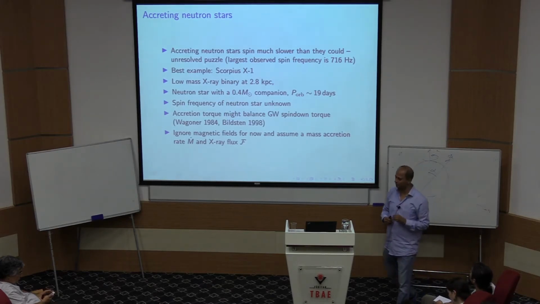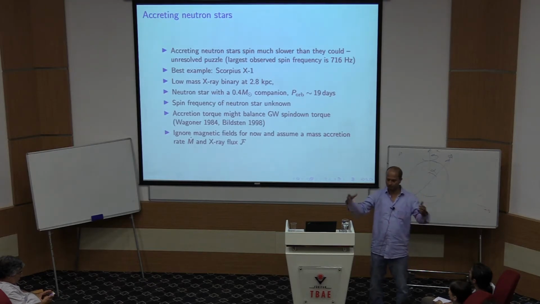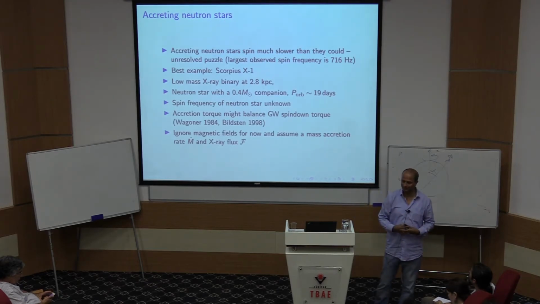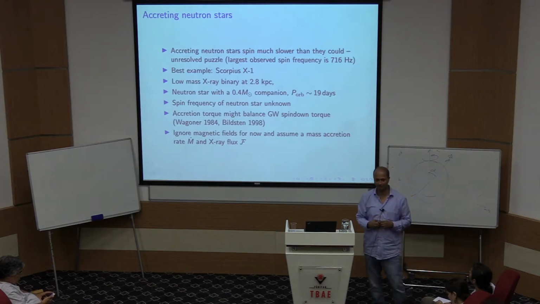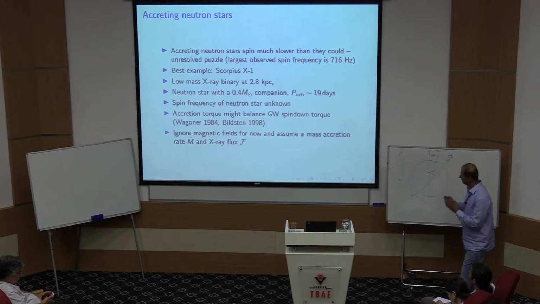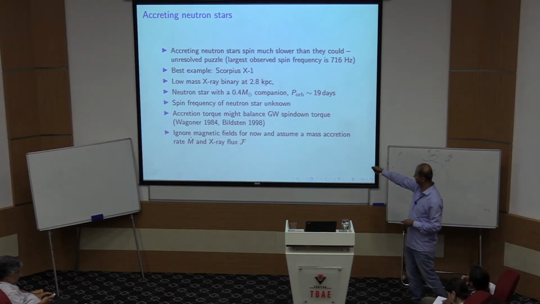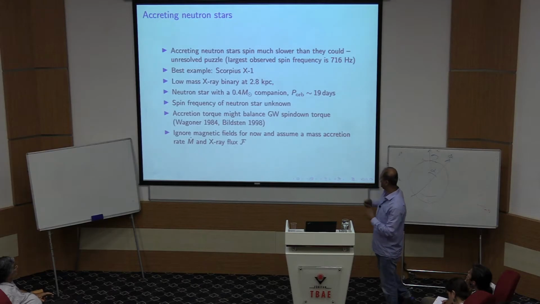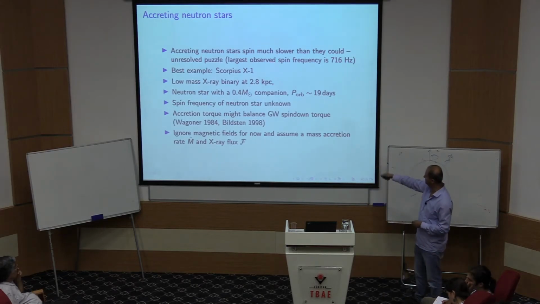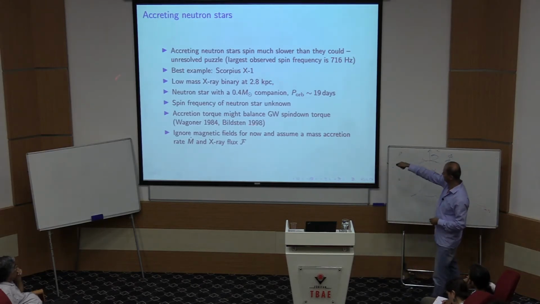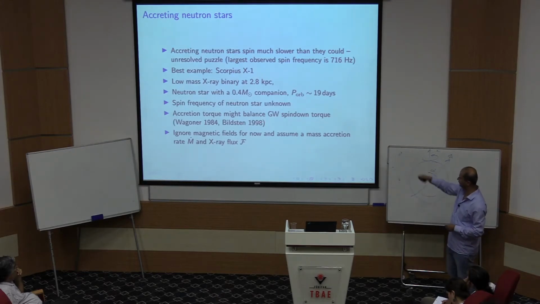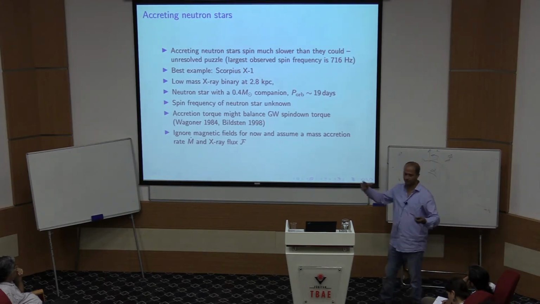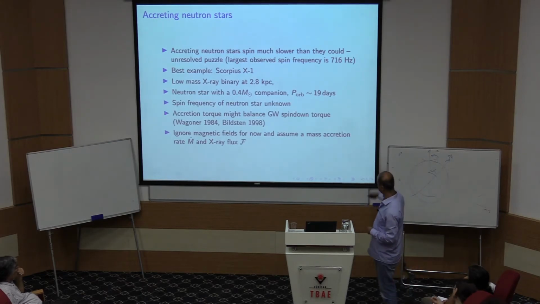The one exception would be if there is stuff falling on the neutron star, that is accreting, causing mountains to be formed, and then things are more interesting, then you have a chance that you might detect something in this way. So it's a very nice source for this, which is called Scorpius X-1. This is what's called an X-ray binary. It is at 2.8 kiloparsecs. It is a neutron star with a companion of 0.4 solar masses, which is accreting matter onto the neutron star, and its orbital period is about 19 days.